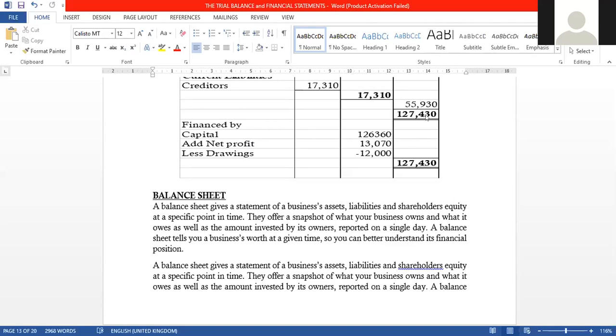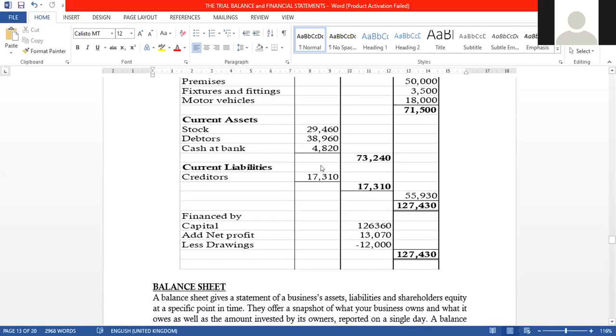We're supposed to check whether it is balancing. And therefore, we have 127,430 there, 127,430 on this other side, and therefore it is balancing. Any query, any question on this? Any question on that? No question. Waiting for anyone with a question. Clear.